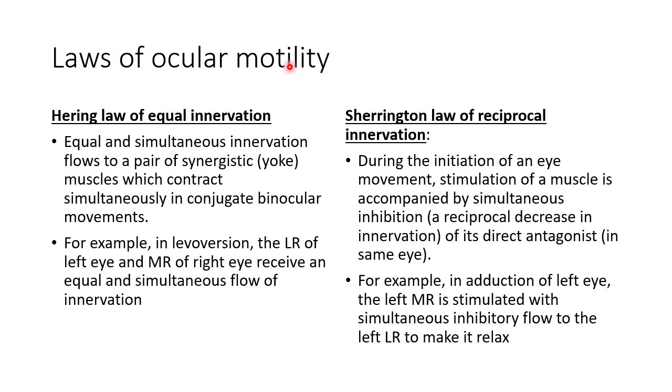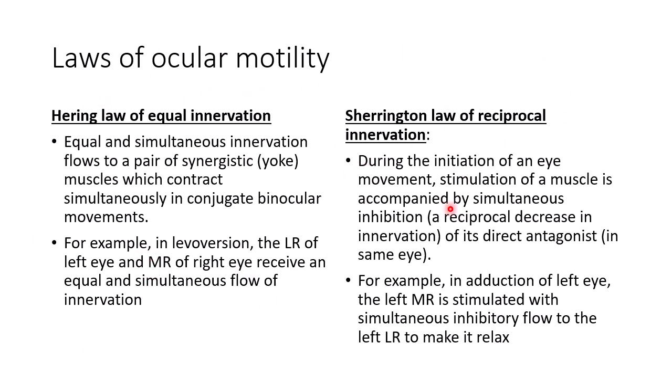And okay, two very important laws that you have to remember, the Hering's law and the Sherrington's law. Hering's law states that equal and simultaneous innervation goes to a pair of yoke muscles. Yoke muscles are basically synergistic muscles which contract simultaneously in conjugate binocular movements. For example, in levoversion, the lateral rectus of the left eye and the medial rectus of the right eye receive an equal and simultaneous flow of innervation. Okay, that is Hering's law of equal innervation.